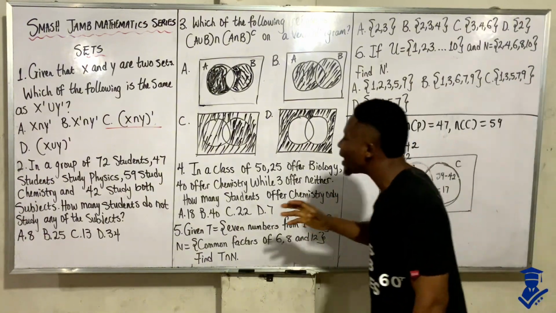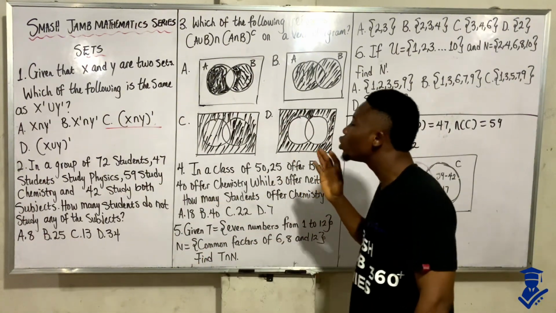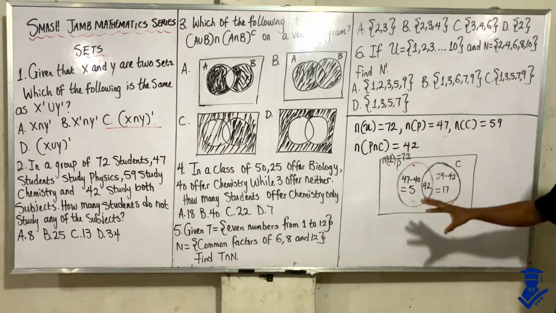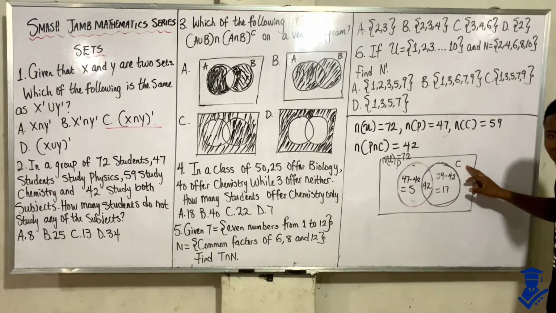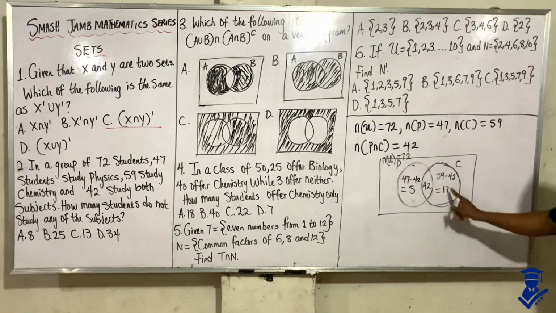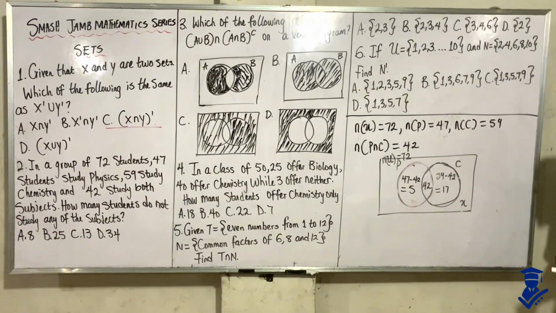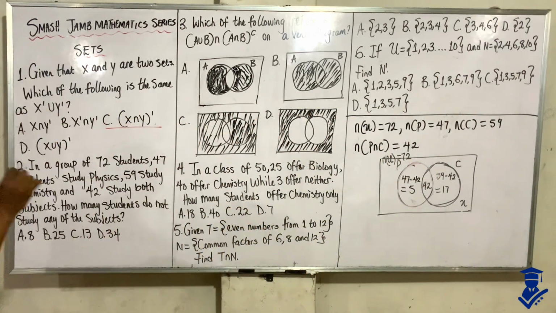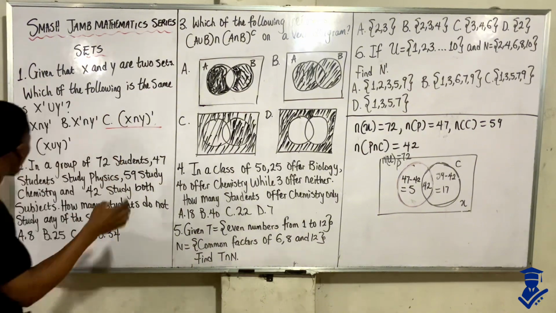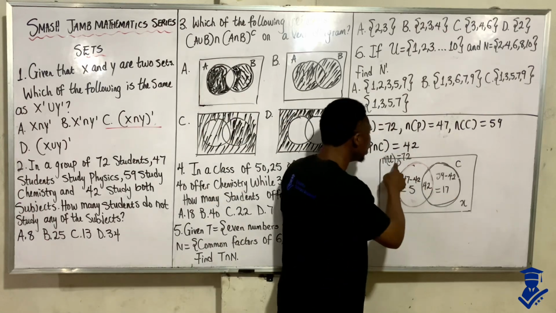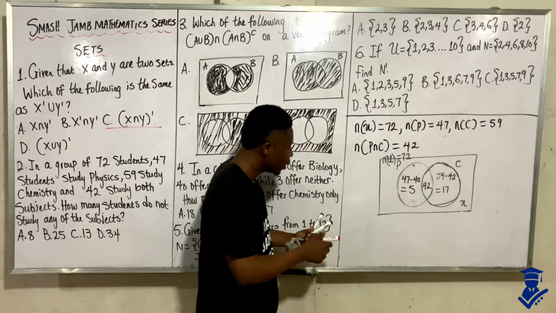Now, it said, how many students do not study any of the subjects? The number of students they're asking us about are outside the set of physics and chemistry. So let's assume that to be x, which is outside the set of physics and chemistry. For us to find the number of students that do not study any of the subjects, we're going to add all of this and equate it to 72.